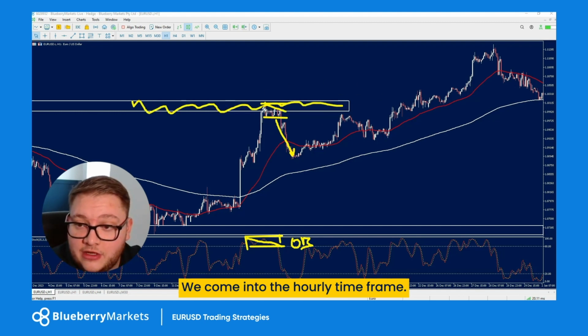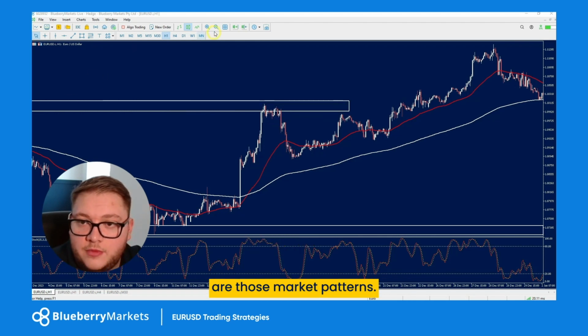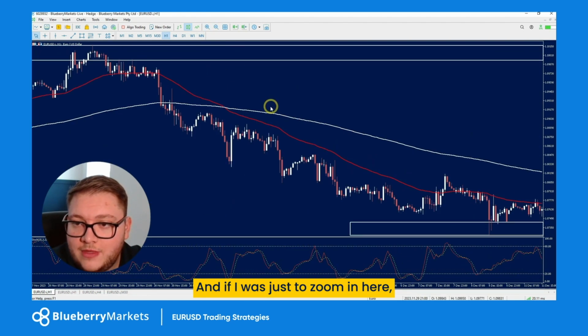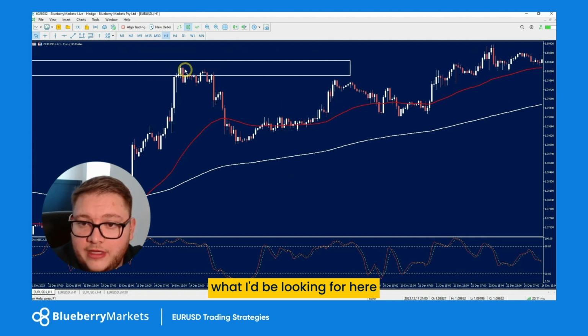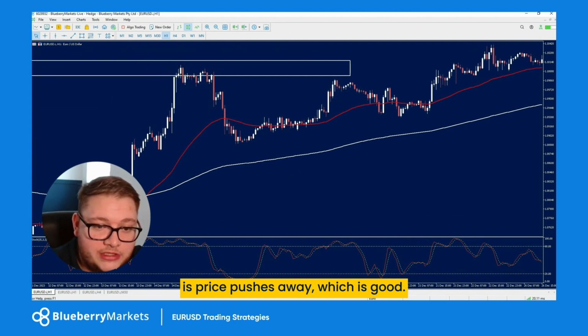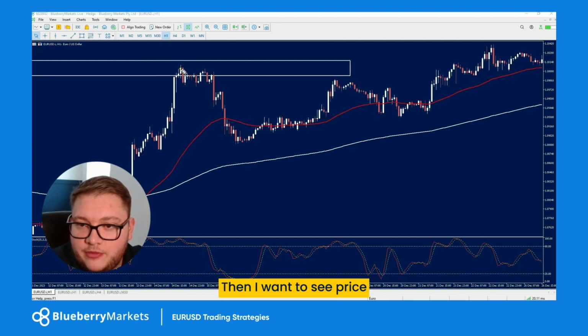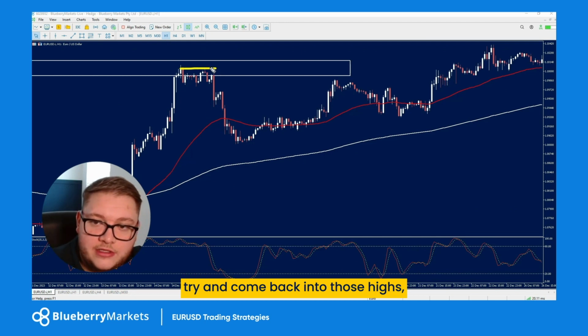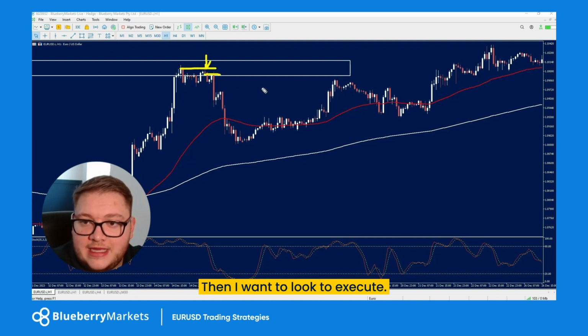We come into the hourly time frame. What we need to look for are those market patterns. If I was just to zoom in here, what I'd be looking for is price pushes away, which is good. We want to see that. Then I want to see price try and come back into those highs, which it does. Then I want to look to execute short.